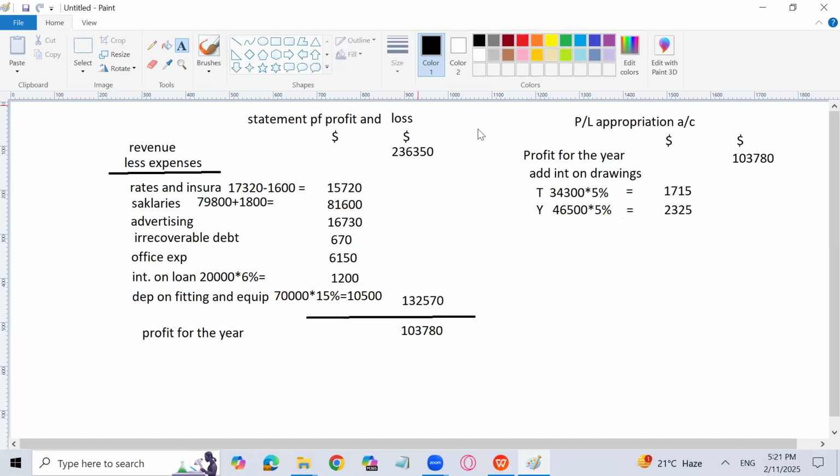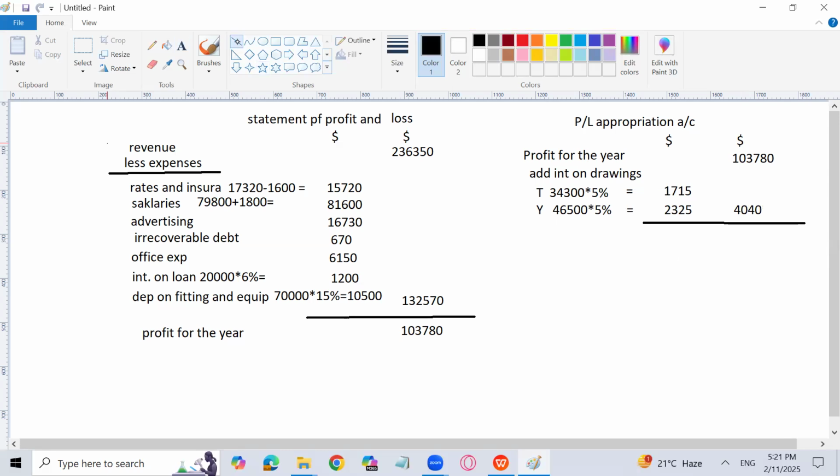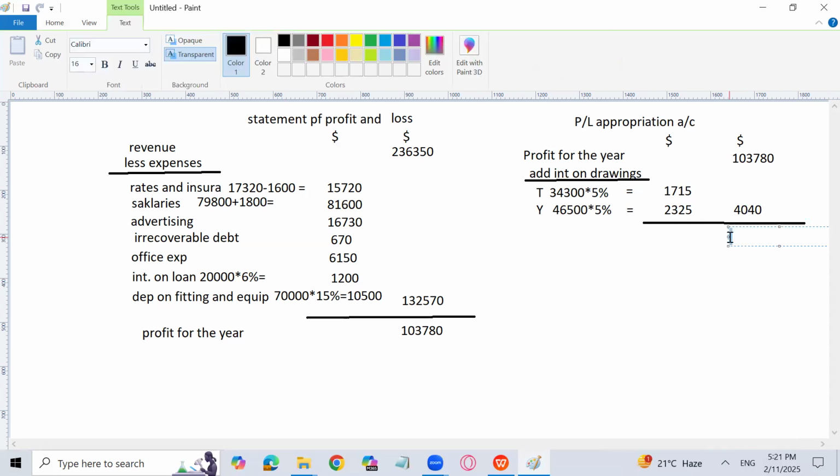I will write the total first over here. What is the total of interest on drawings? 4040. So in the profit for the year, interest on drawing is supposed to be added. What is the amount we will get after adding interest on drawing in the profit? 107,820.